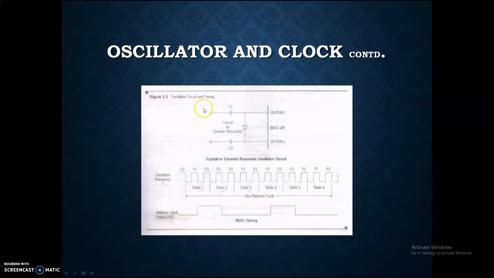You can see this is the oscillator circuit that is connected with the 11.0592 megahertz crystal, and these are grounded by a 30 picofarad, in practice 33 picofarad, capacitor in parallel. So this is the oscillator frequency and this is the address latch enable. So one machine cycle is represented by this one. This disc type capacitor is also called a ceramic resonator oscillator.